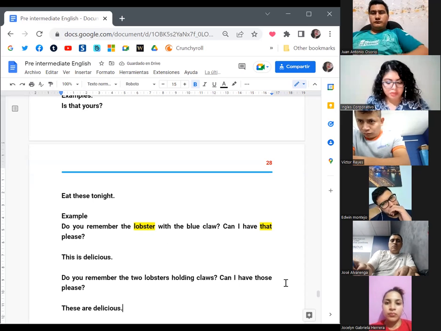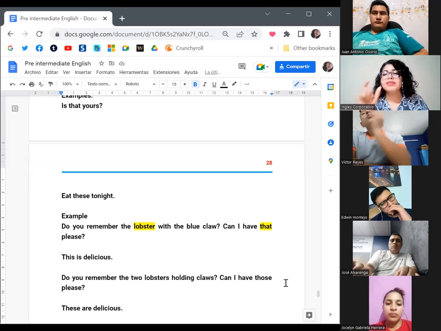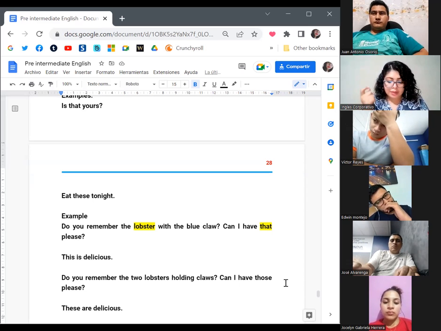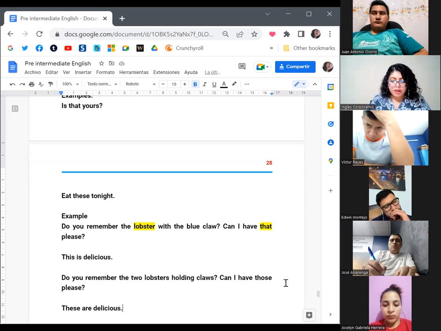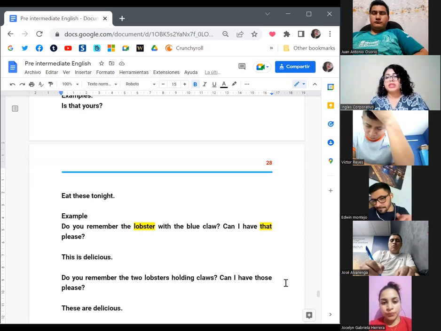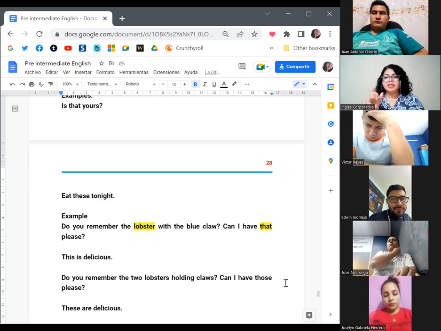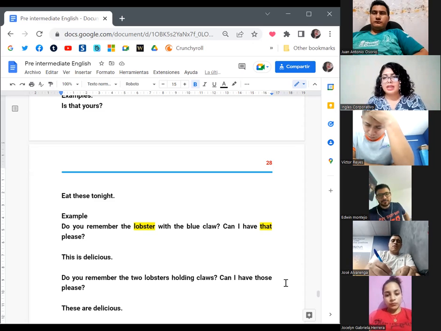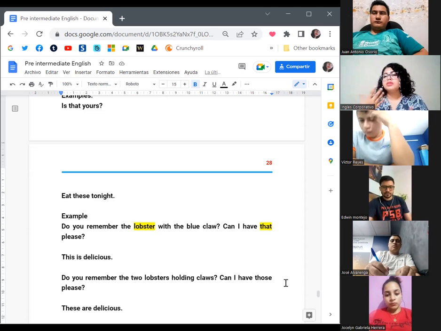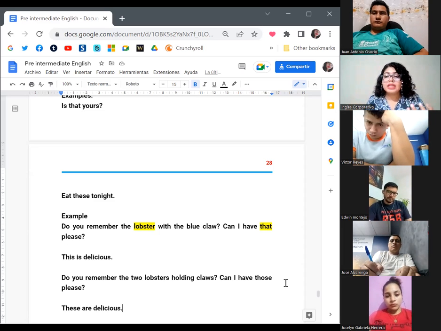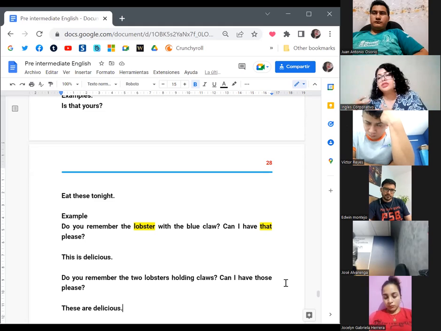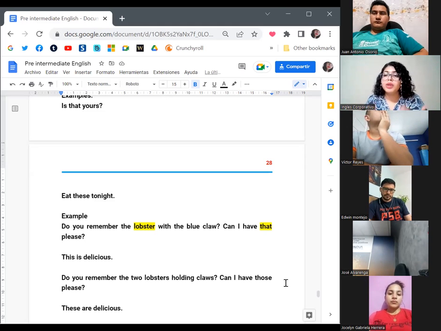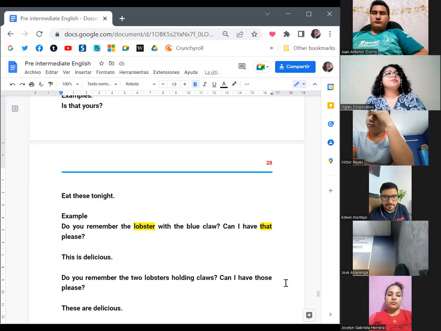So, remember that with demonstrative pronouns, the antecedent does not always appear in nearby text. The antecedent is often understood from the context of the speaker's surroundings. So we have things that we know as an antecedent, because we were talking about some specific topic and we have that previous information, and then we just create another sentence.